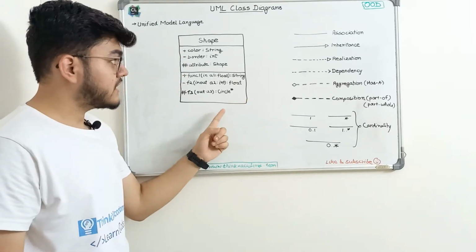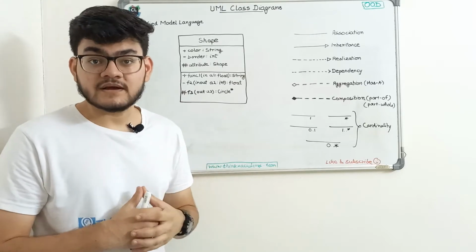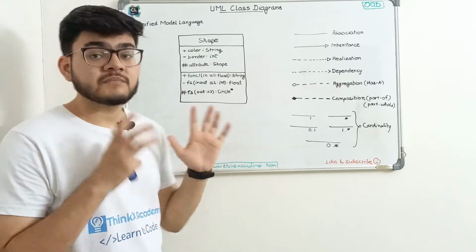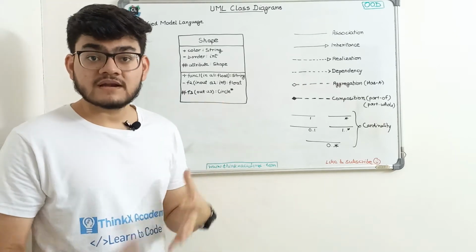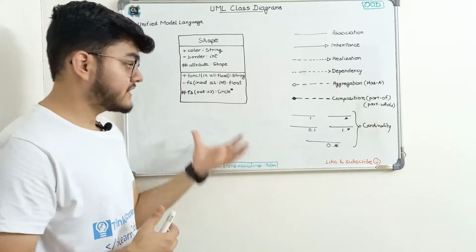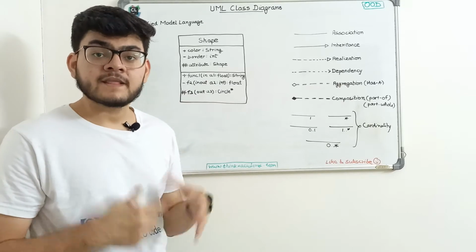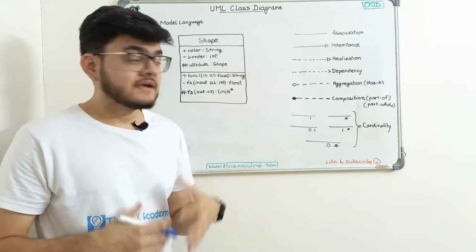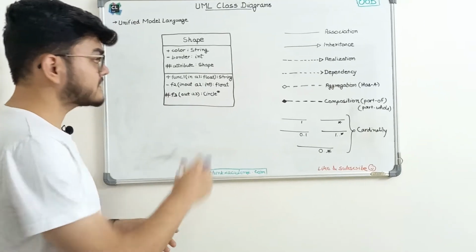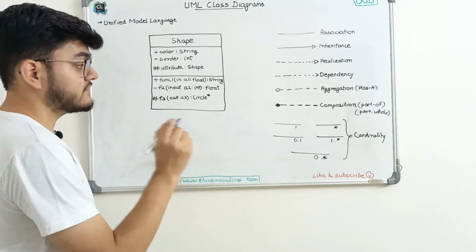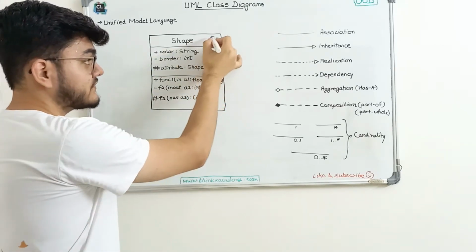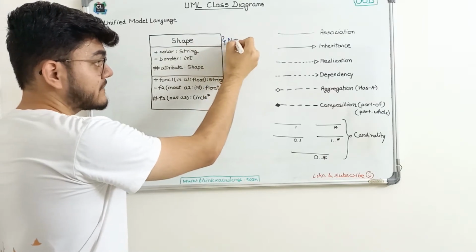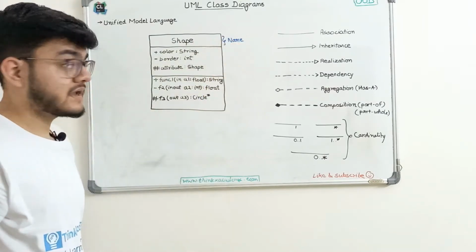Let's start with the first part, which is the representation of a particular class. In a software, we will have multiple classes. There will be a lot of classes. So let's start by constructing only one class, which has all the required attributes, and we can apply the same concept to other classes as well, right? So this class is a class Shape. The first thing is you need to create a box and three partitions in it. The first partition represents the name of the class.